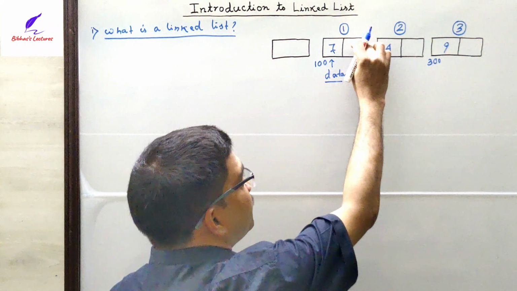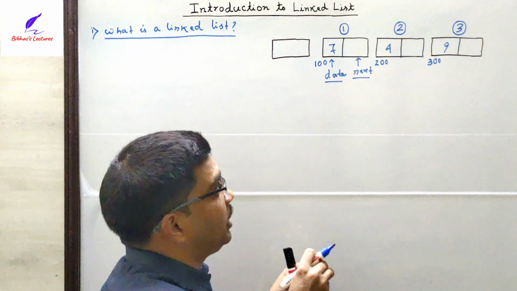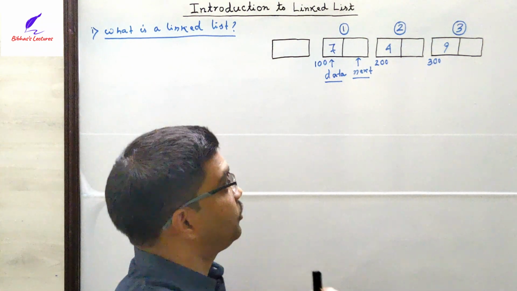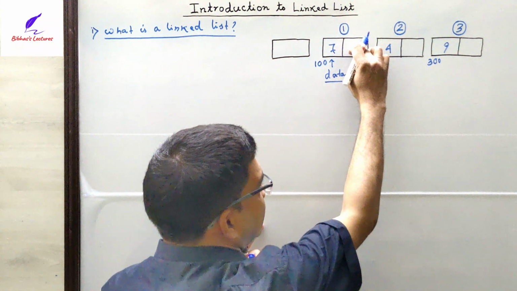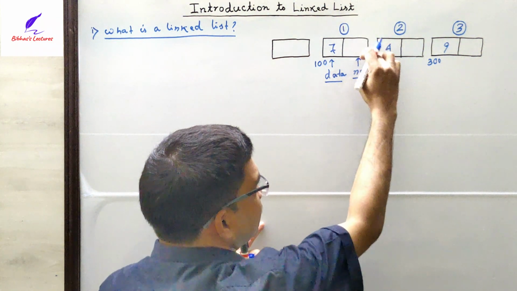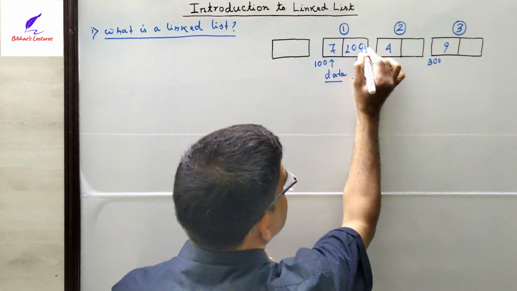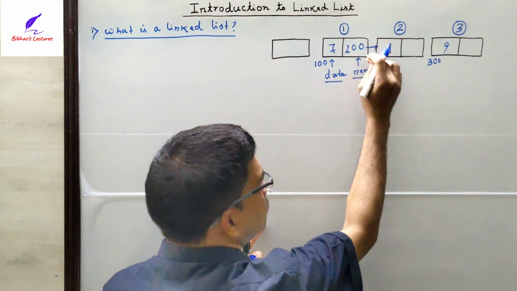And the next part is basically a pointer. The next part will contain the address of the very next node of the list. So 100's next node is 200. So 100's next part contains the second node address, which is 200. That means 100 is connected with 200.